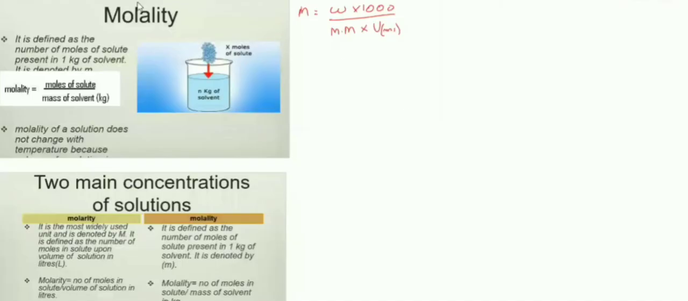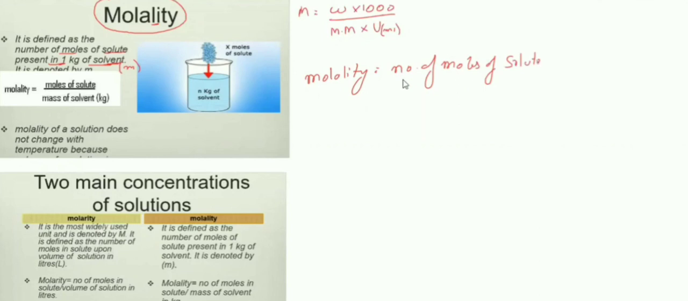Now the next unit of concentration is molality. Here the word is important, please remember, because it gets confused with molarity. So what is molality? It is defined as the number of moles of solute present in 1 kg of solvent and is denoted by small m. So by definition, molality is equal to number of moles of solute divided by mass of solvent in kg.